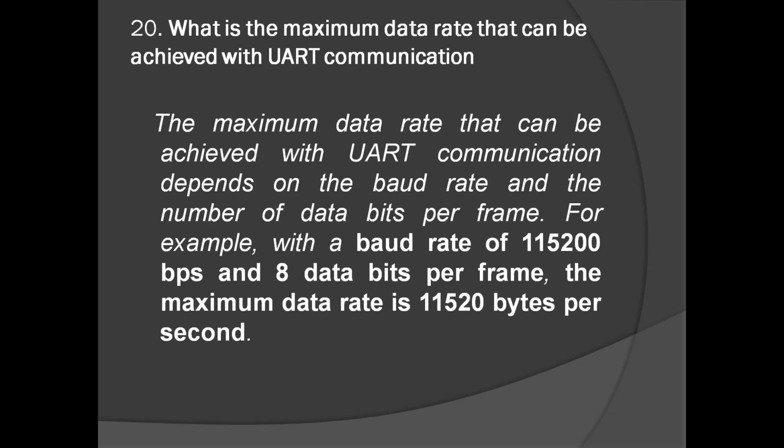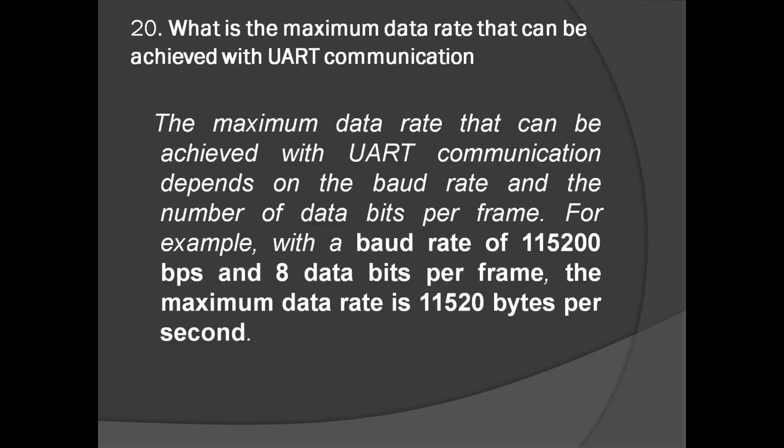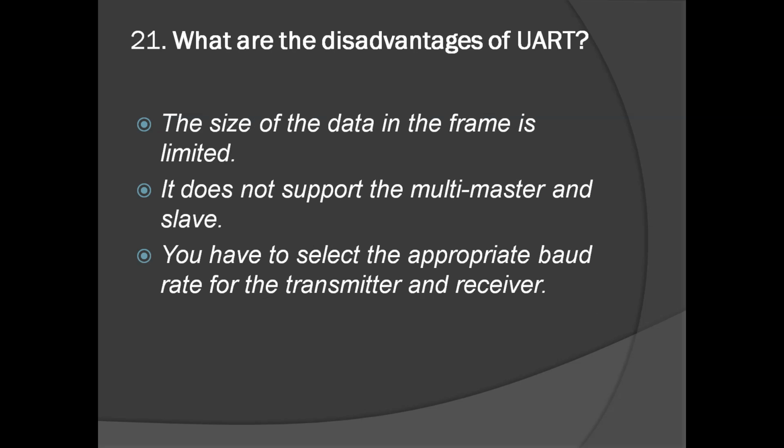Next, what is the maximum data rate that can be achieved? We have seen this. So it is 115200 bits per second. Next, what is the disadvantage of UART? The disadvantage is that we can use a maximum of two devices, and there is some data limit. We can't use UART for high speed communication. So it does not support multi-master and slave also, and you have to select the appropriate baud rate for transmitter and receiver.